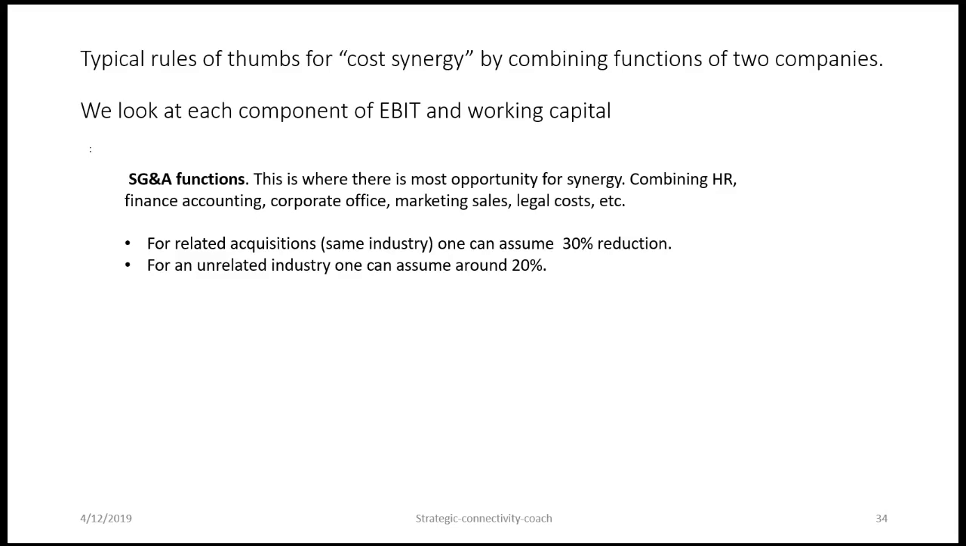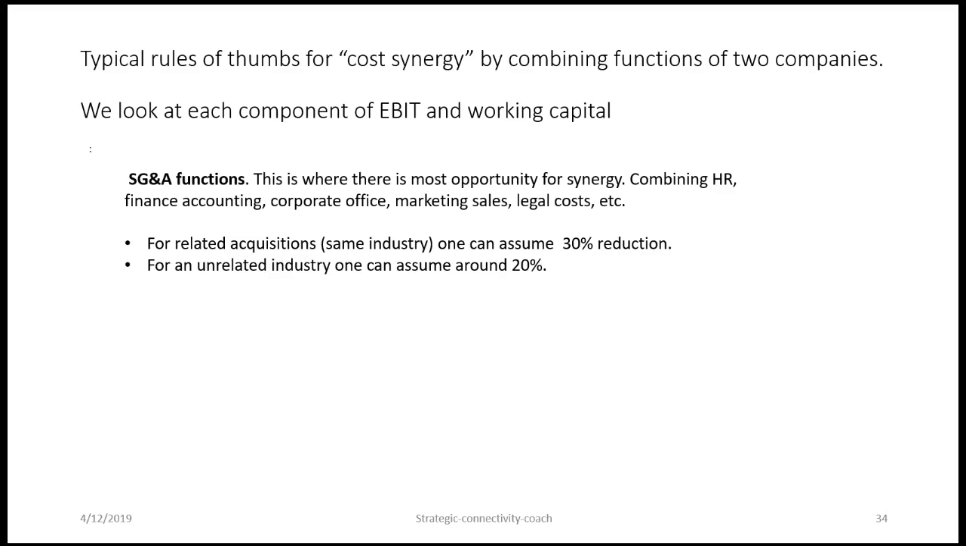And what does that mean? You take the SG&A function of company A, add it to the SG&A function of company B, combine the numbers, and you take the total number and reduce it by 30%. So let's say company A's SG&A was 50, and company B's was also 50. We add them up, the combined SG&A will be 100. It is plausible to assume that over a year or two, you can combine the organization and reduce the 100 combined costs by 30%, and it will become 70.